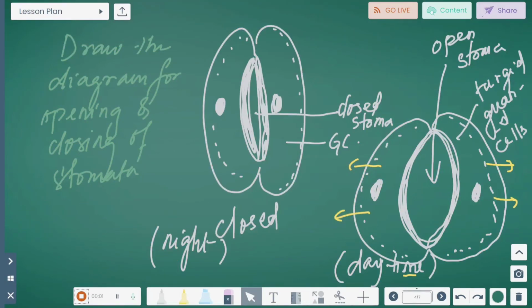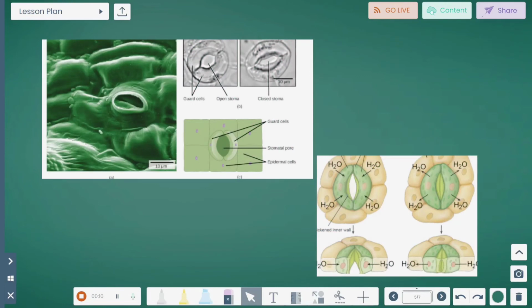Okay, so as I was explaining about the opening and closing of stomata, now let us have a look at some of the microscopic images. I hope this is clearly visible.